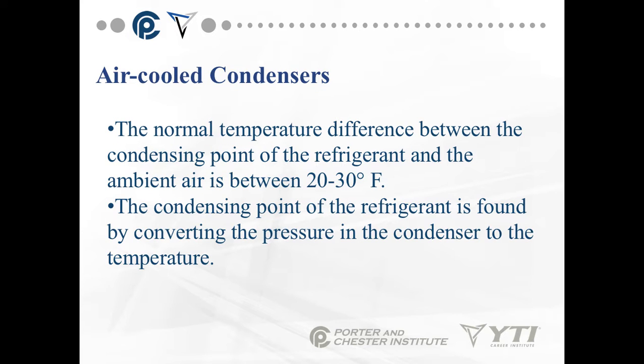The normal temperature difference between the condensing point of the refrigerant and the ambient air is between 20 and 30 degrees. Now, I have actually seen this referred to as 30 to 35 degrees, depending on the different books you read. But it's a rule of thumb. If you can get a 30-degree difference between the outside air temperature or the air around the condenser and the refrigerant condensing point, as your high side gauge converted to a temperature, you're in the perfect realm of things, unless the manufacturer says something different. The condensing point of the refrigerant is found by converting the pressure in the condenser to temperature.